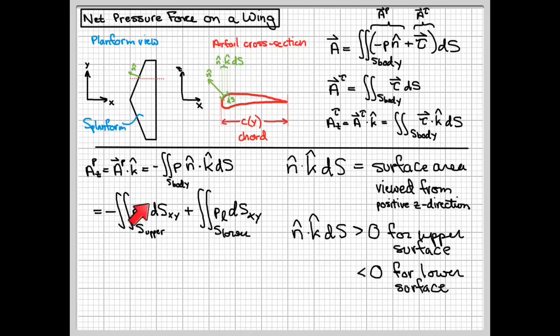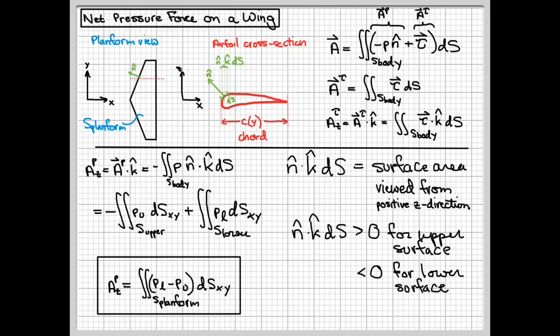Okay, so the last bit of this is to recognize that this is just an integral over my planform area. So I can get to my final result here, which is the pressure force in the z direction is P_L minus P_U integrated over the planform. Now I just want to spend a last minute or so thinking about what all that means.